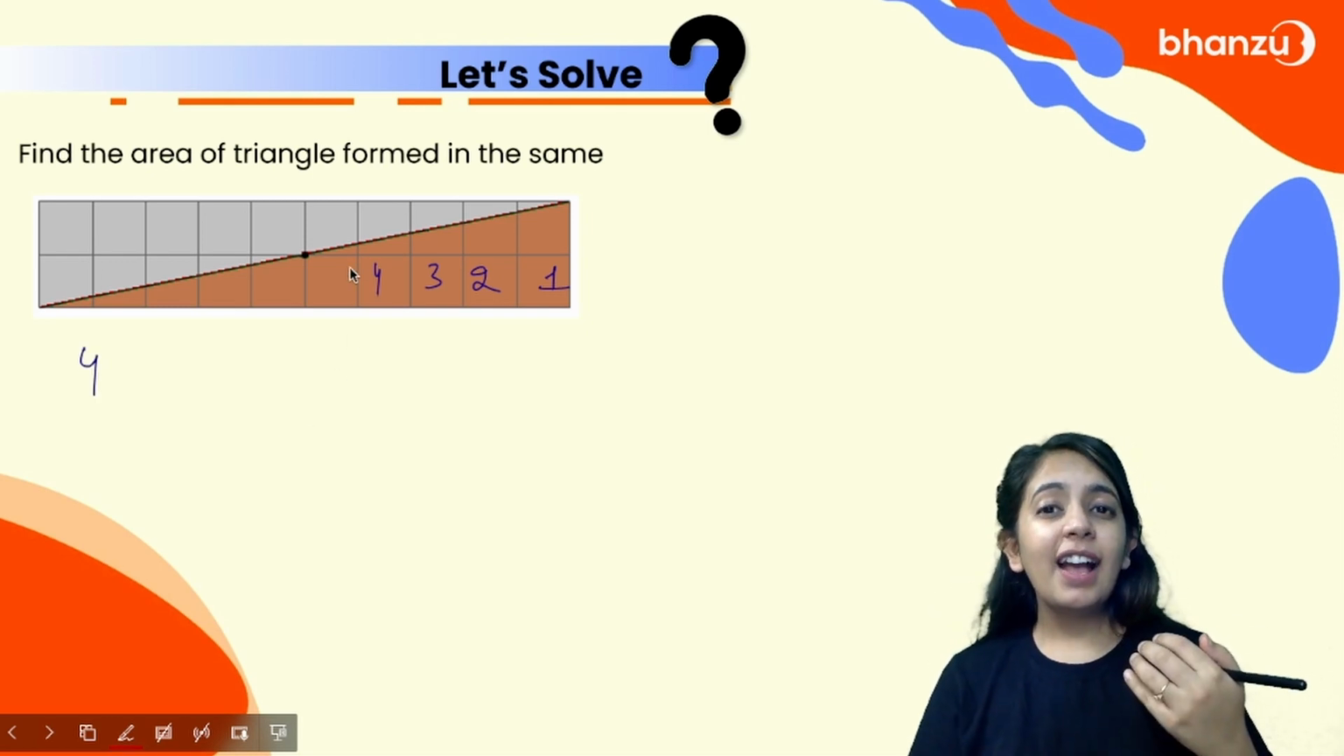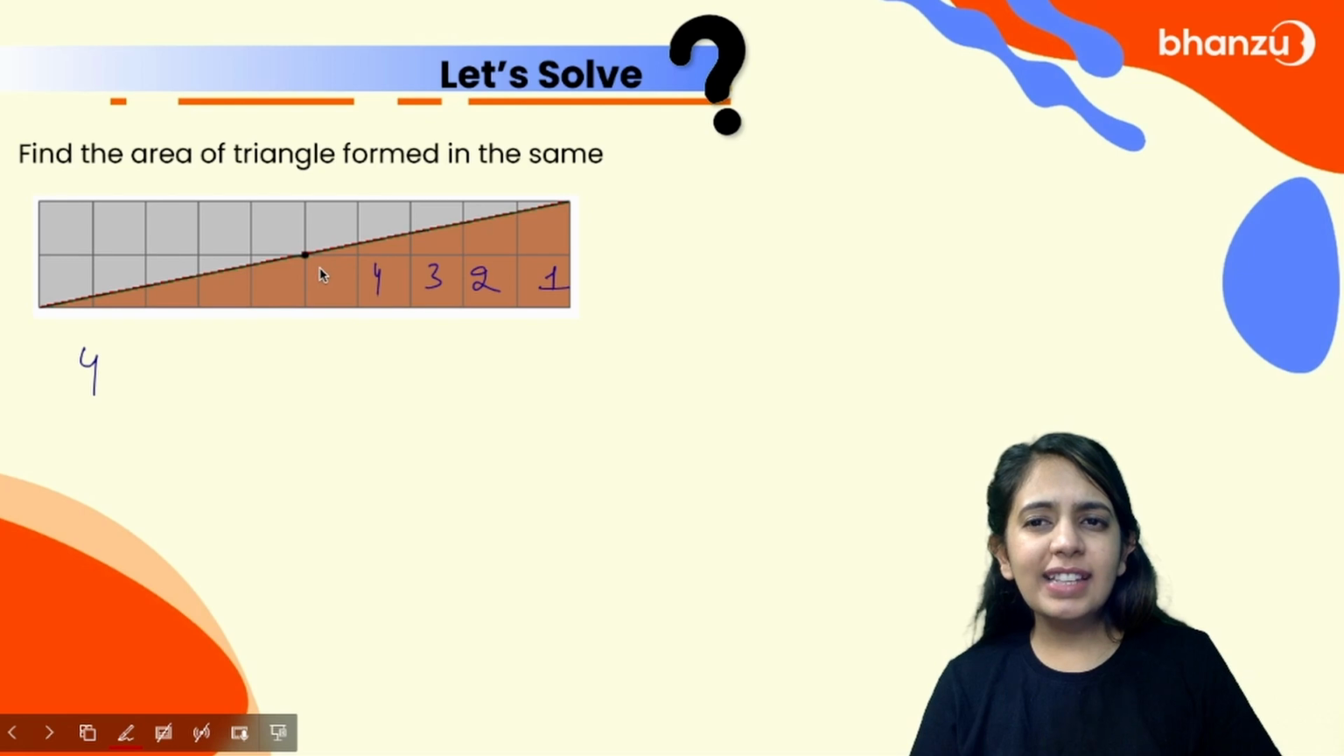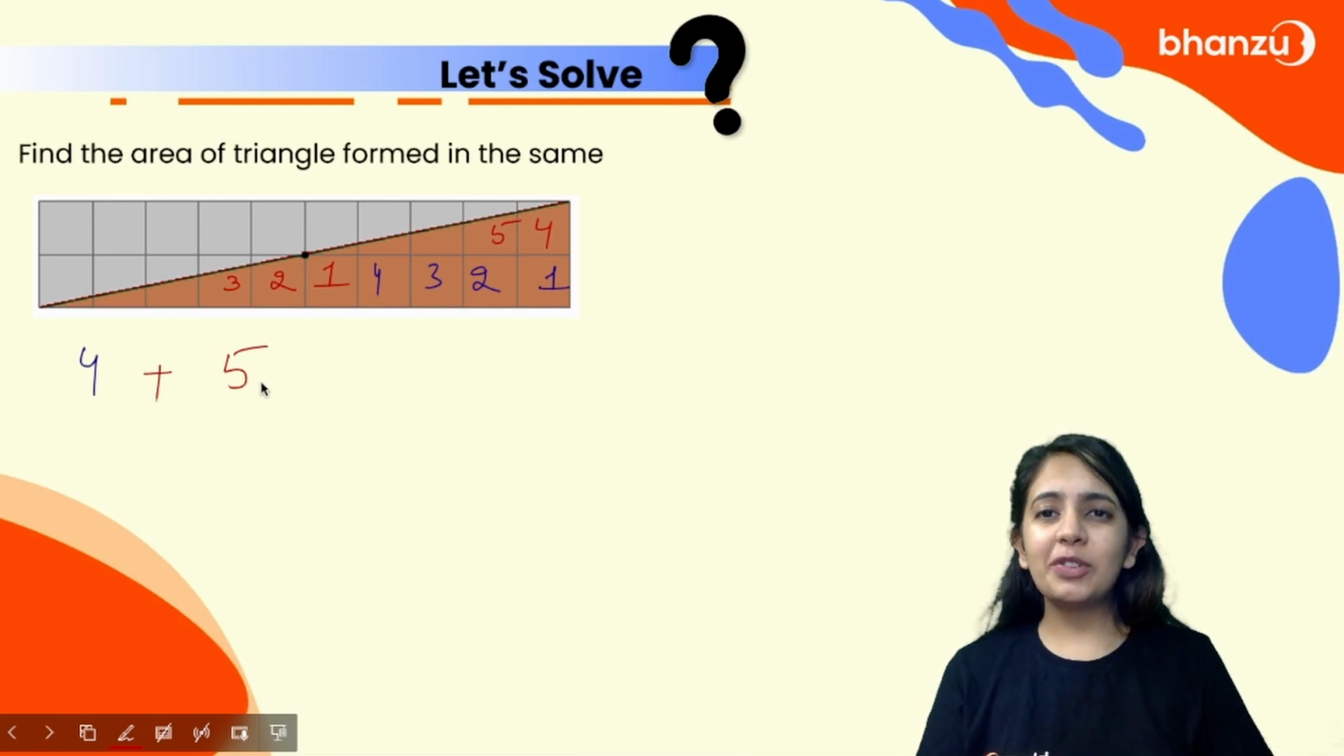Now, how many are more than half? So this we can see is more than half. 1. Then this one is also more than half. Okay, this is also more than half. This one is also more than half, and this one is also more than half. So there are 5 boxes which are more than half, and we have to count them as one full only. So there are 5 over here.